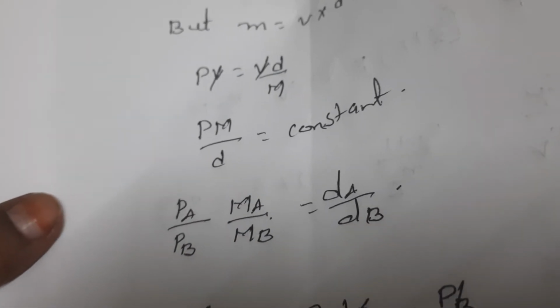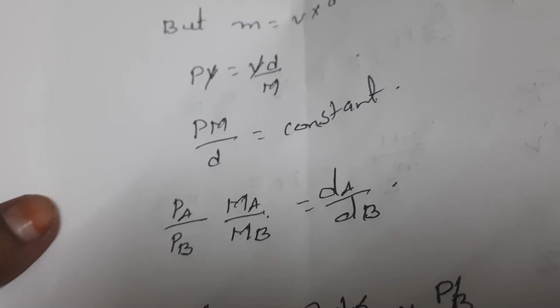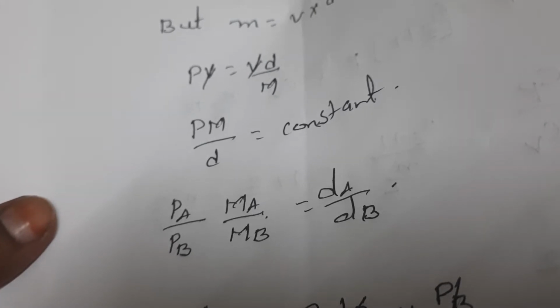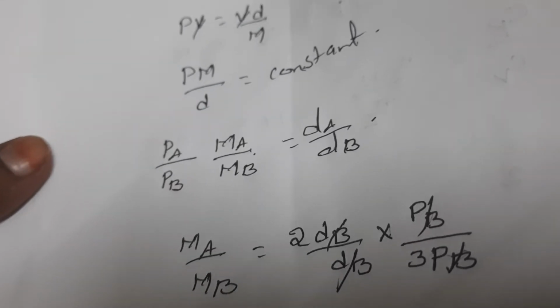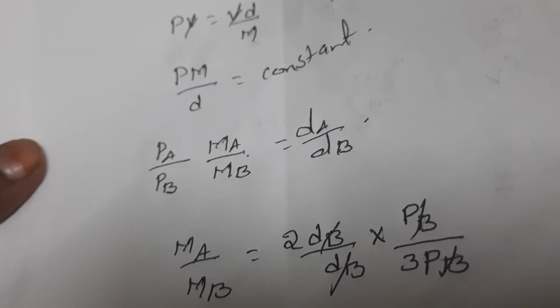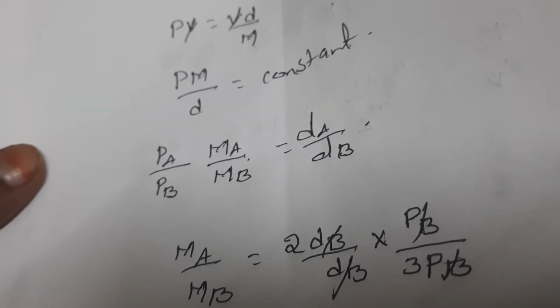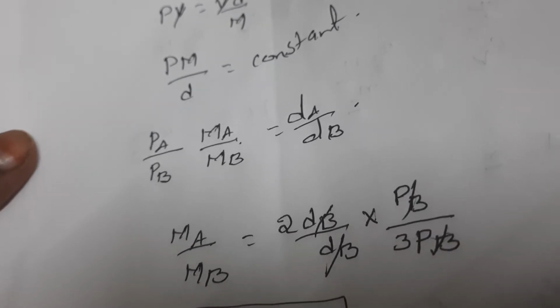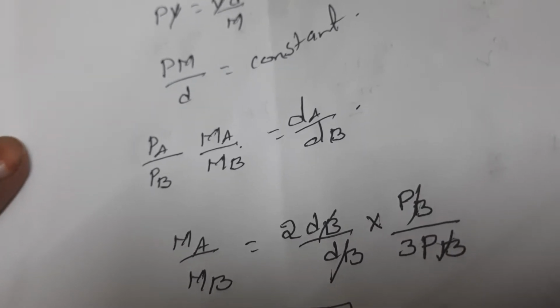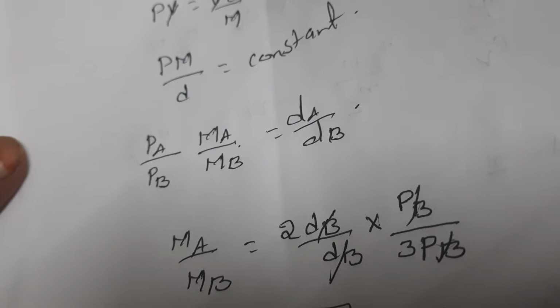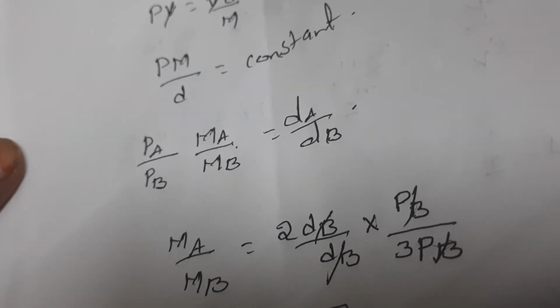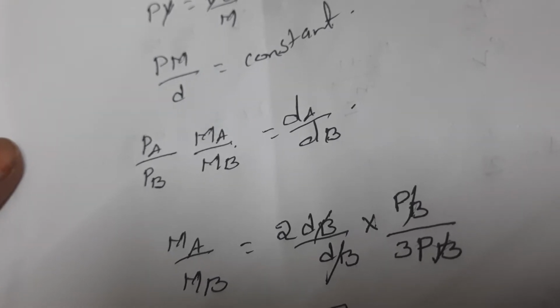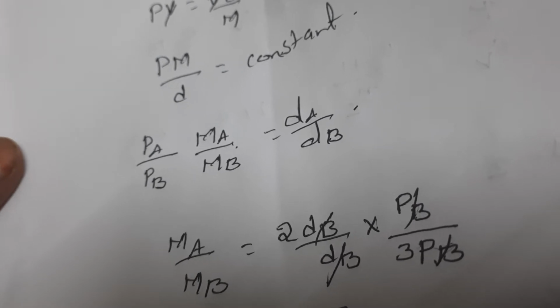That is the relation between pressure, molecular weight and density. So Pa by Pb equals Ma by Mb, molecular weight of gas A by molecular weight of gas B, equals density of gas A by density of gas B. Then Ma by Mb equals, as they are giving those relations, Pb by Pa into Da by Db. So finally we have to substitute: density of gas A is 2 times the density of gas B, and pressure of gas A is 3 times that of gas B.